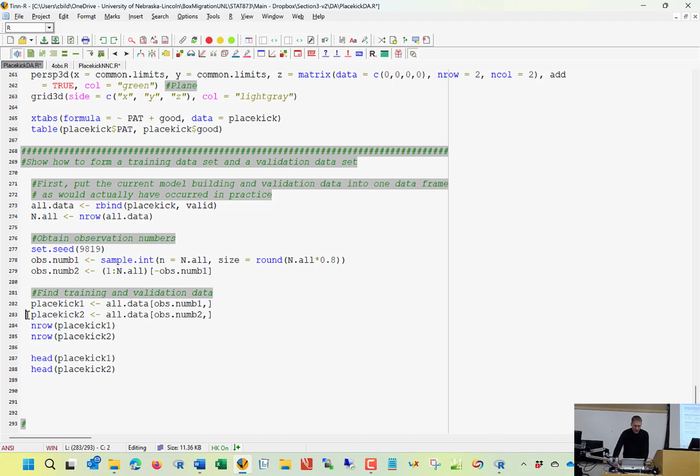Here's another way that I could have done exactly the same thing, that I thought of when I was going through my notes. I'm not sure why I didn't do this. I could have just done that and gotten exactly the same place kick 2.